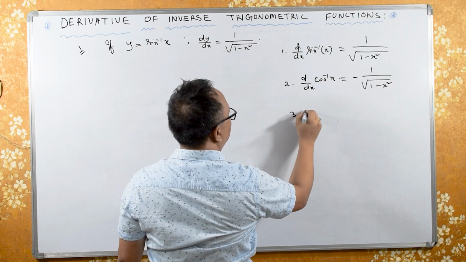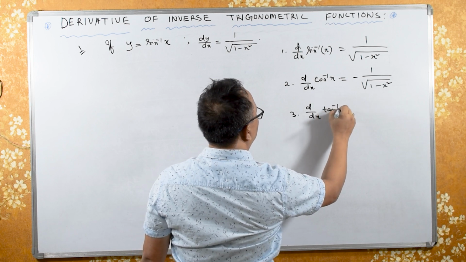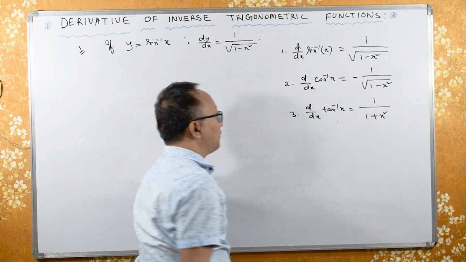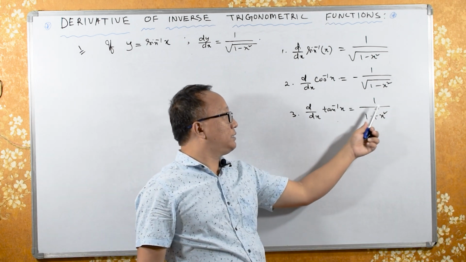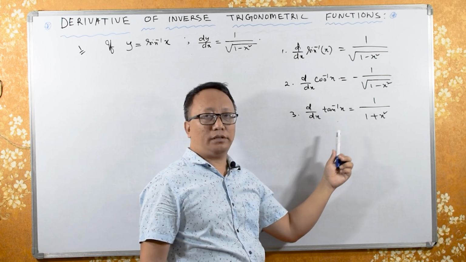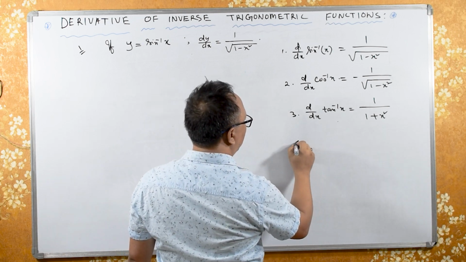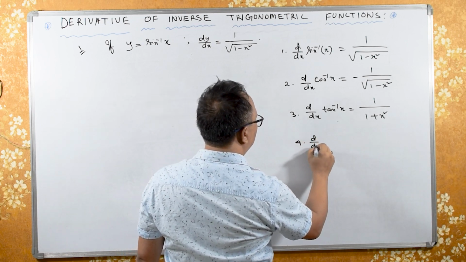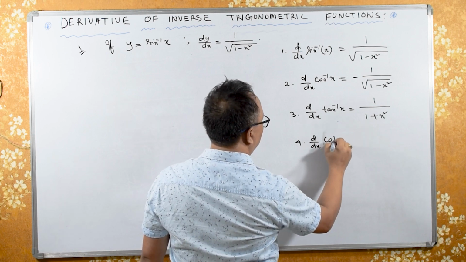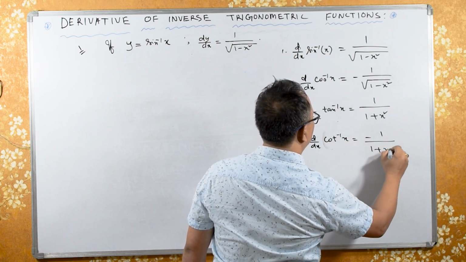3, d by dx of tan inverse x is 1 upon 1 plus x square. Again here, x belongs to any real number. For tan and cot, x belongs to all real numbers, but we will not discuss more details about domains. Number 4, d by dx of cot inverse x is minus 1 upon 1 plus x square.